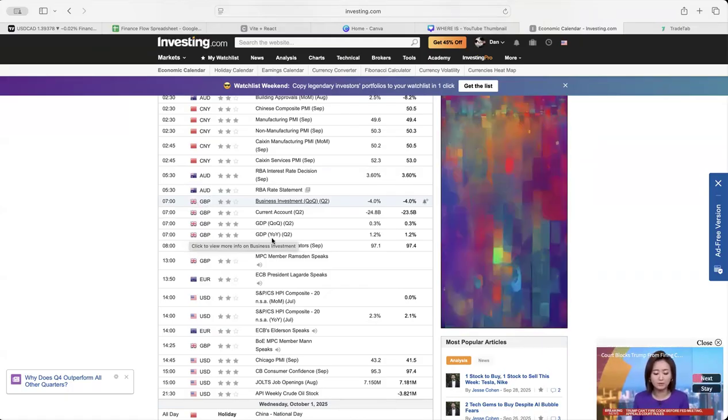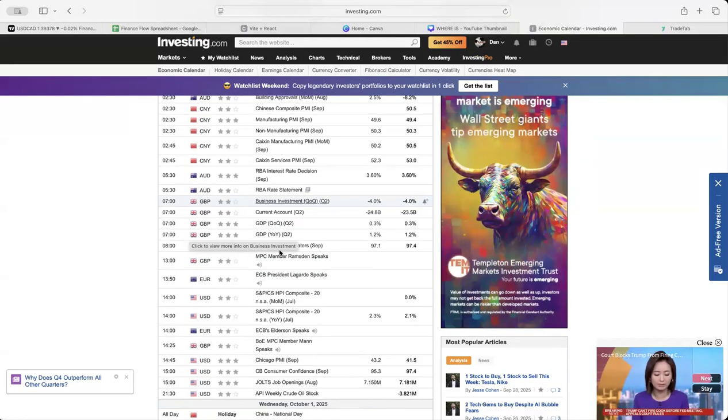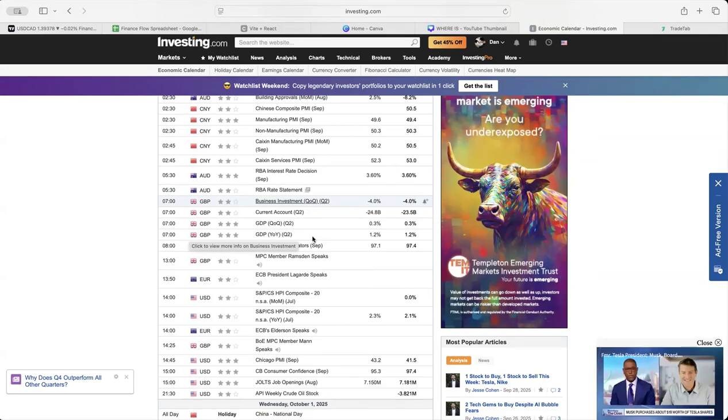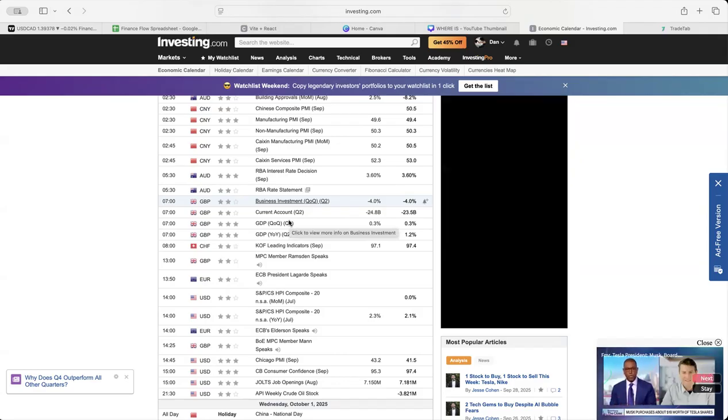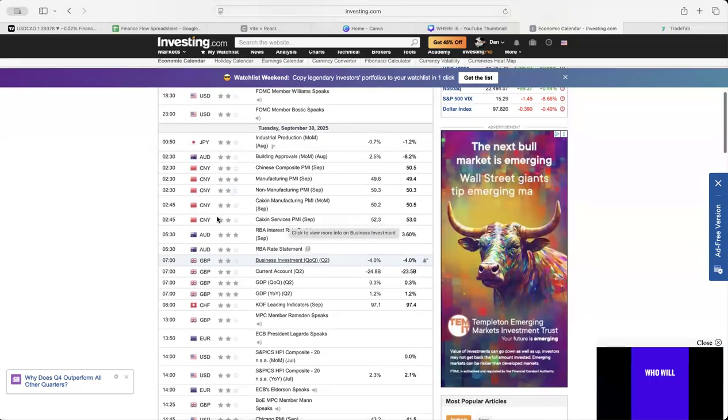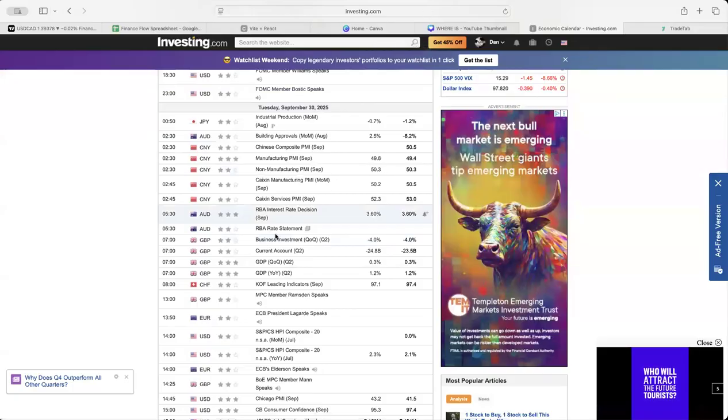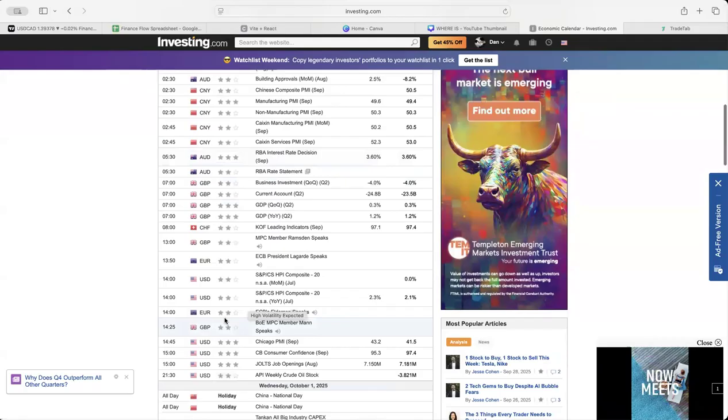It's come in as expected the majority of the time so far. So just be aware of that. But this is one that you should write down in your notes, make a little note of it to think, right, you know what, I need to be careful trading the pound on Tuesday morning. Yeah, so obviously that's one thing that you really need to be aware of.